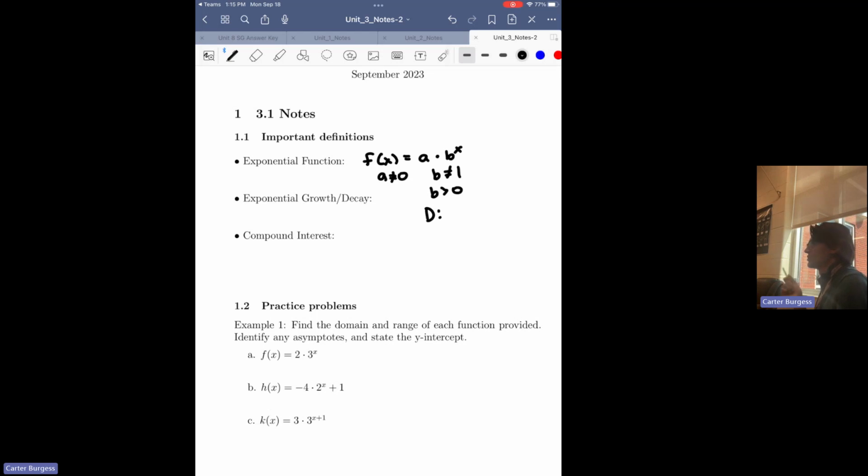To that end, let's talk about the domain and the range for this particular function. If I follow these rules, a is not allowed to equal 0, b is not allowed to equal 1, b has to be greater than 0, do I ever have to worry about dividing by 0? No. Do I ever have to worry about taking the square root of negatives? No, that's why we have the rule here, right? b has to be greater than 0 so that I don't have to worry about taking square roots of negatives. And so if I don't have to worry about those two things, what is my domain going to be?